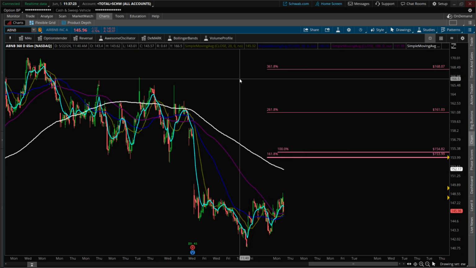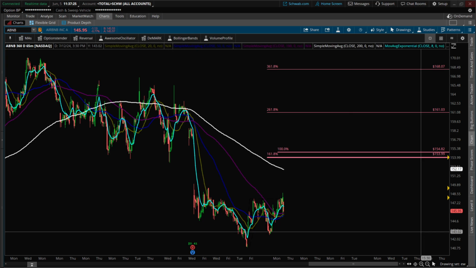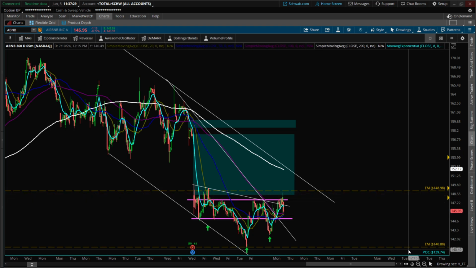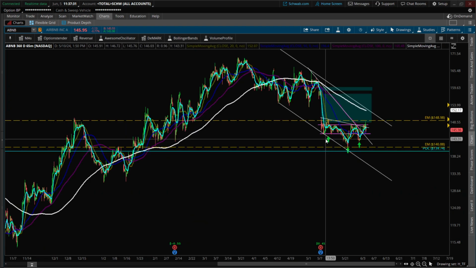Now looking at the traditional technical analysis, here is what we're mapping out right now.